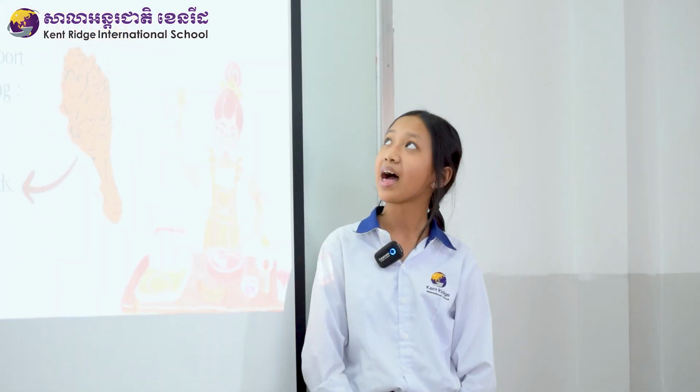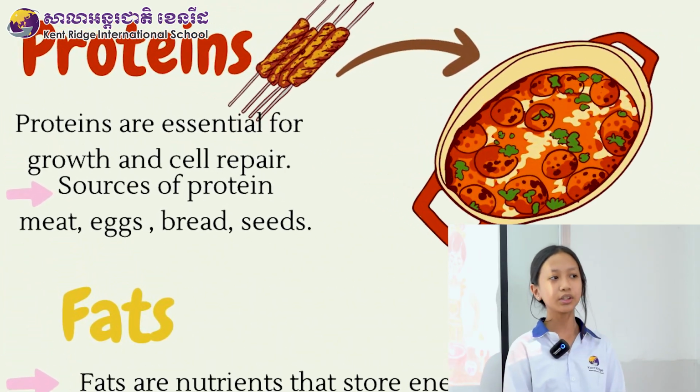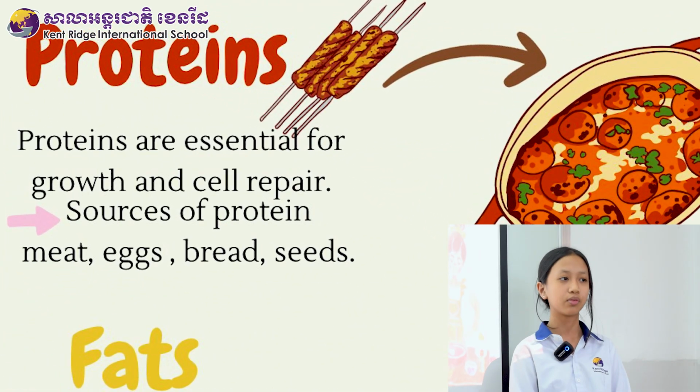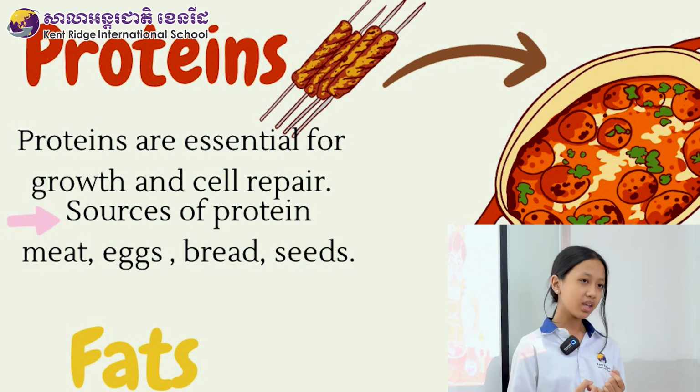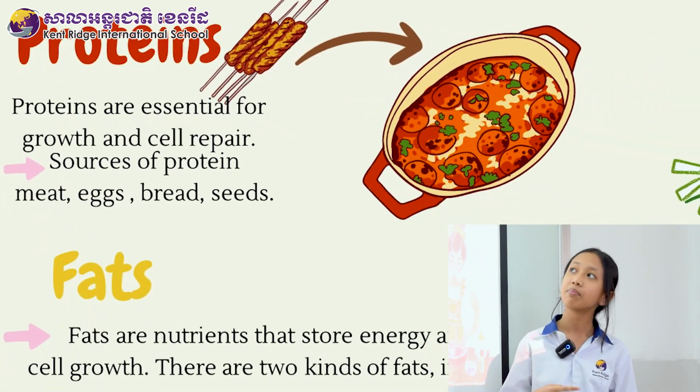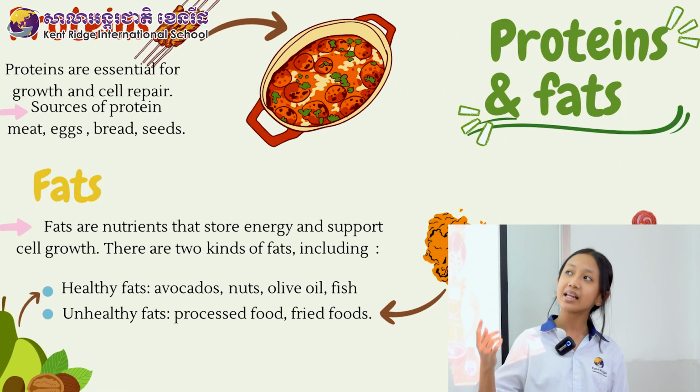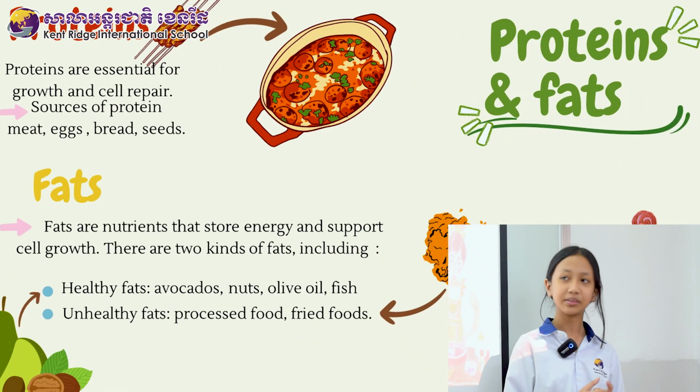For the next slide, we have proteins and fats. Proteins are nutrients essential for growth and cell repair. Think of them as the body workers because they do many jobs to keep you healthy, including building and repairing muscles and tissues, helping your body function, fighting infections, transporting things, and supporting your body structure. You can get proteins from food like meat, eggs, breads, and seeds.